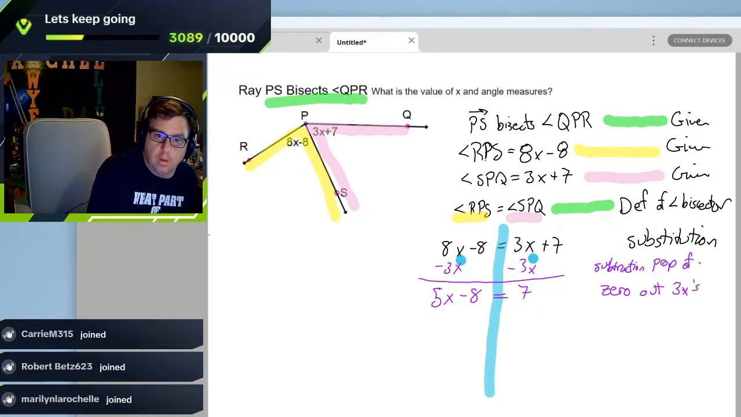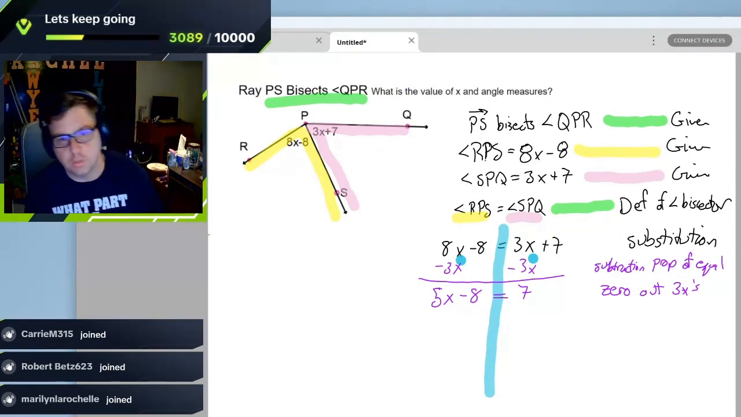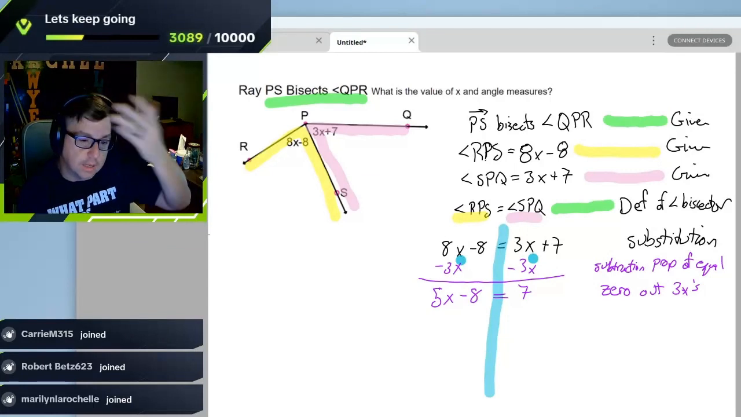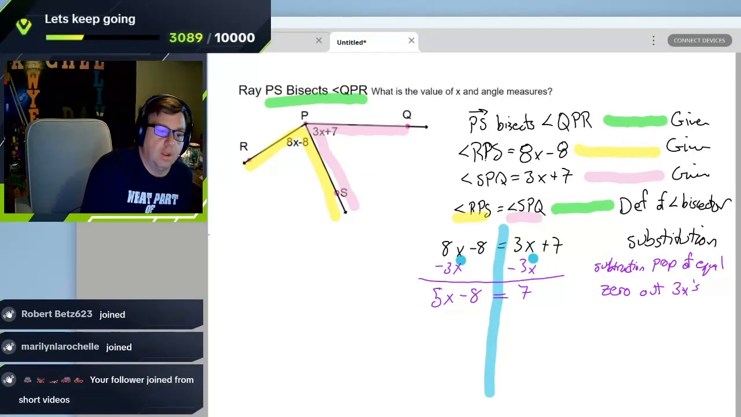Property of equality. Okay, we're still doing the subtraction property of equality. We just subtracted both sides, only it had a variable attached and it wasn't just a plain number. But it doesn't matter. You don't have to worry about that.